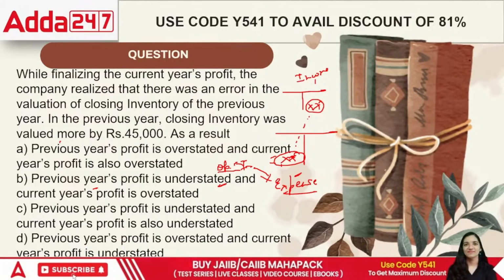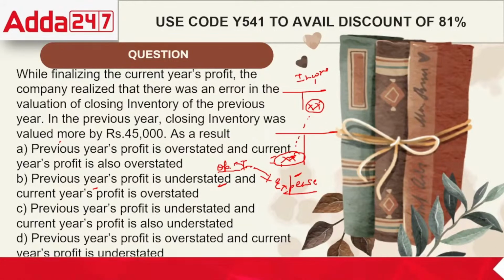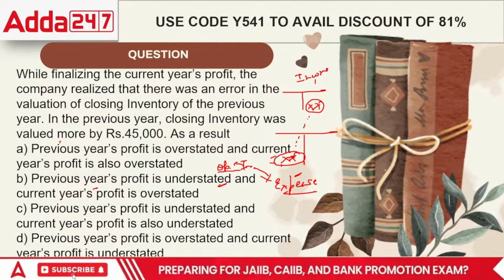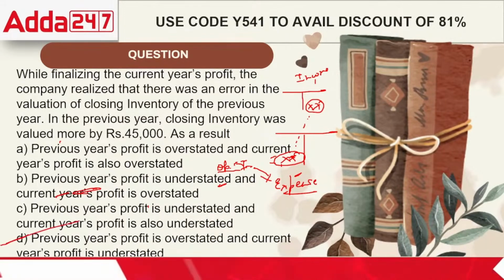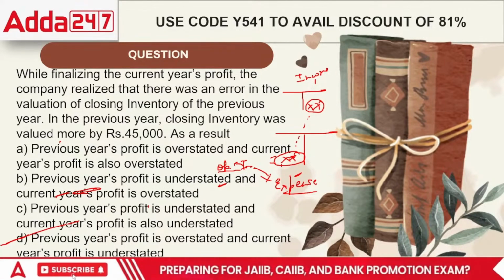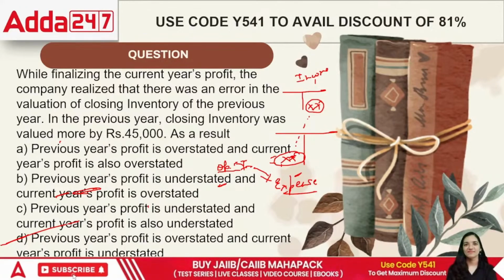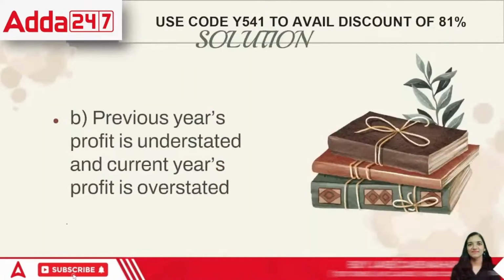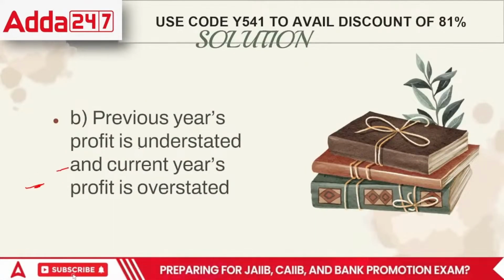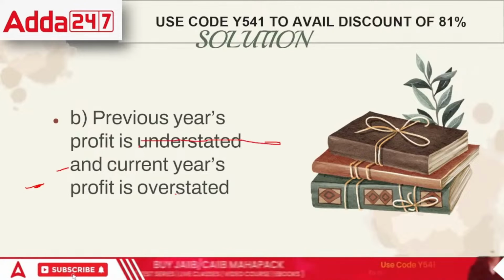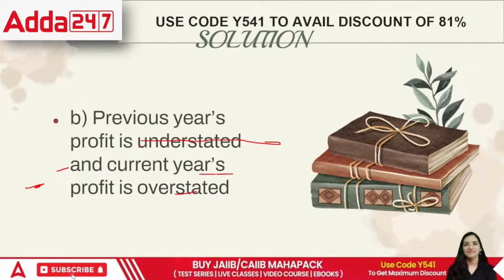In this case, the previous year profit was overstated because there is more income. The answer is D, not B. The answer is D, everyone. The previous year profit is increased because the income side is more. So technically, the correct answer is D, not B. The previous year profit is overestimated and this year is understated. This point is wrong, everyone.